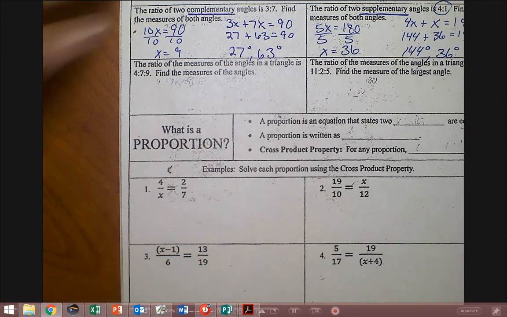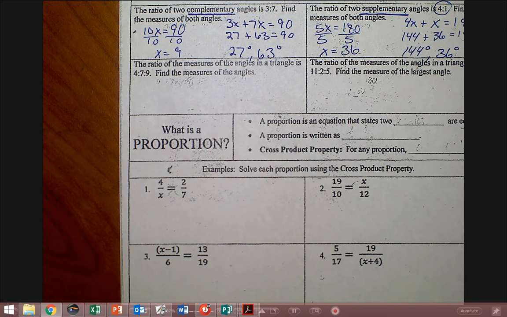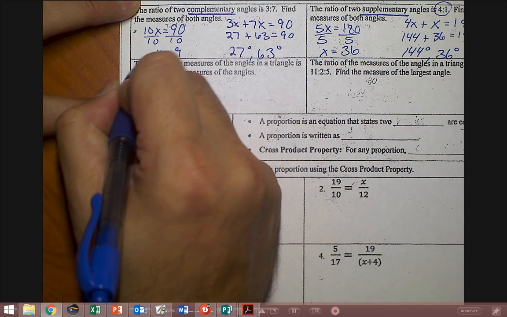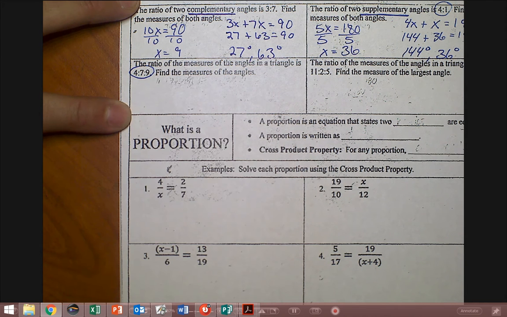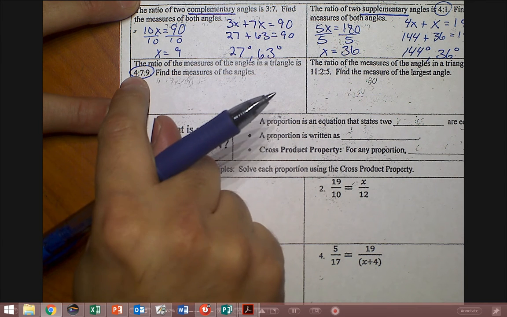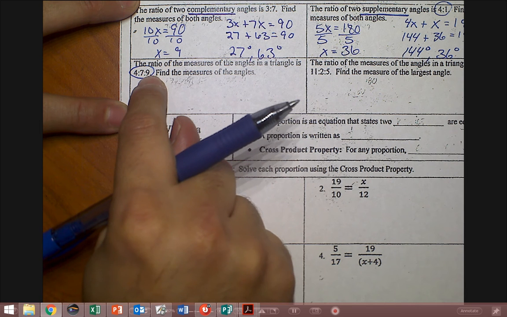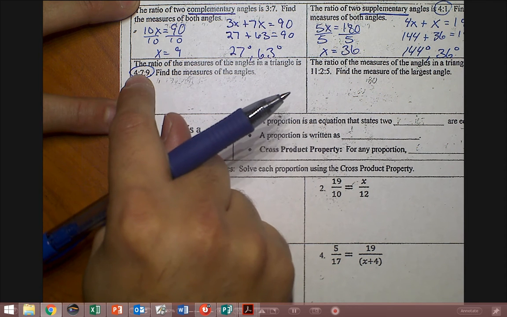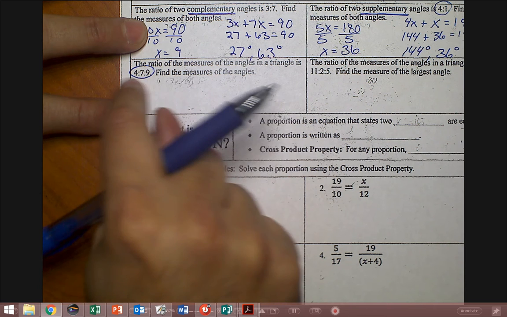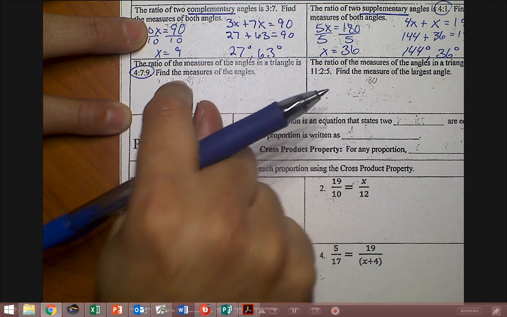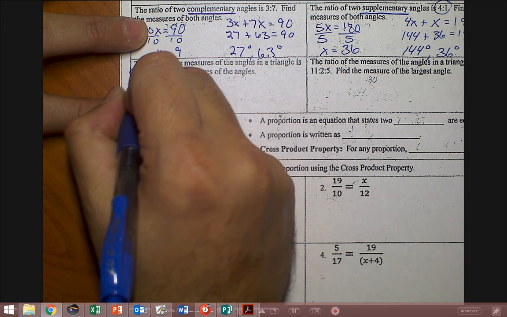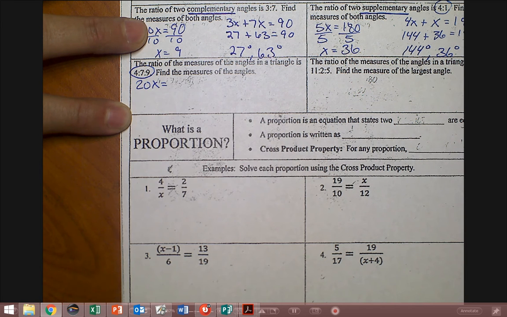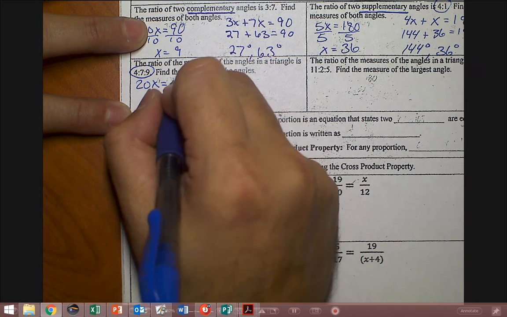Now this one right here says the measures of a triangle. Now we know in a triangle the angles have to add up to how much? 180, very good. The measures have to add up to 180. So how many parts do I have here? There's 4 there, there's 7 there, and there's 9 there. I heard it. 20, very good. So there's going to be 20 parts altogether because we have 3 different groups here. So it's going to be 20x equals how much? 180, because that's the angles of a triangle.